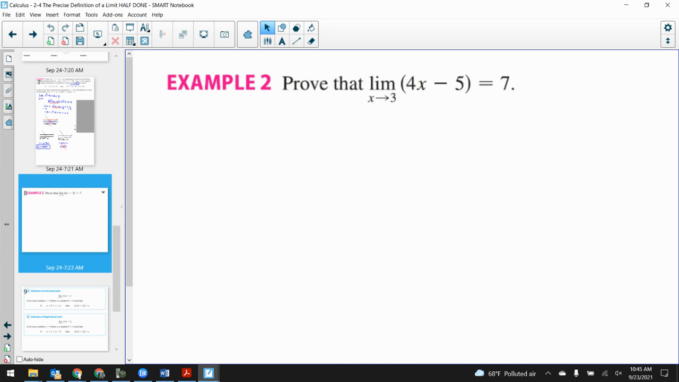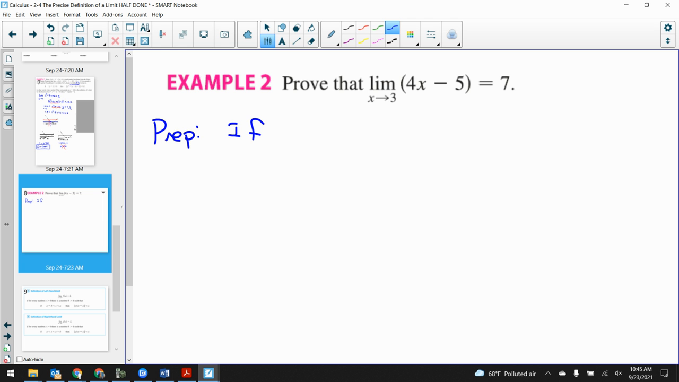I like to think about these proofs as kind of like two parts. I have to figure out what delta to use, and it's got to be in terms of epsilon. So I like to think about it in two parts: there's the prep, and then the actual formal proof. I like to think about it as the prep and the proof, because I've got to figure out what delta to use. Here's what I mean by that.